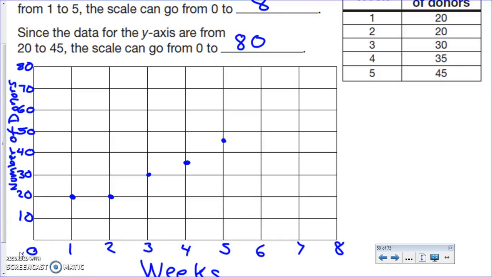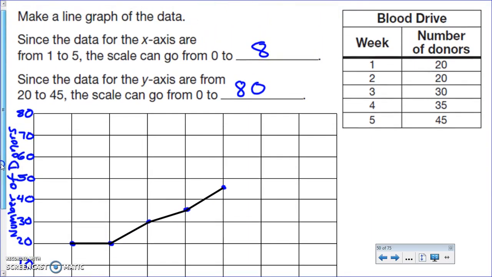So now we're going to connect our data using straight lines. All right, so nice straight lines there to connect the dots. For you, it would be helpful to use a ruler or a straight edge to help you keep the lines straight. We're not going to connect to 0 because we don't have any data that says it started at 0. So we just start with the week 1 that we have. And then the last thing we need to do is we need to add a title. So it's titled Blood Drive, and we've got donors. So we're going to do Blood Drive Donors as our title.